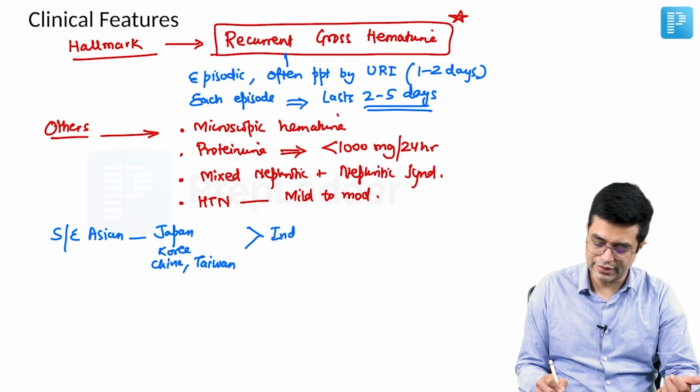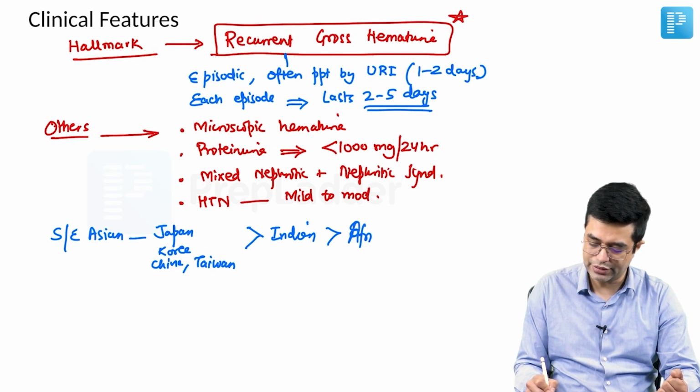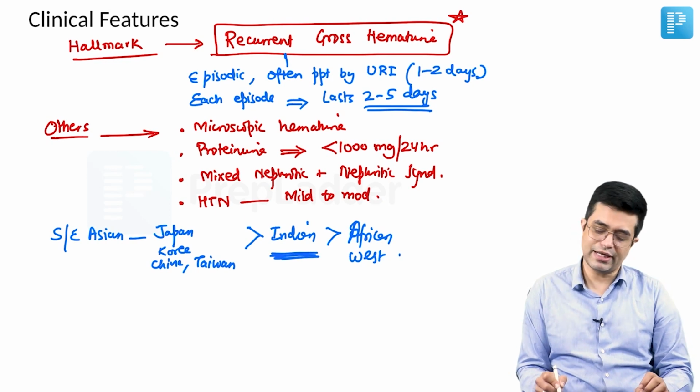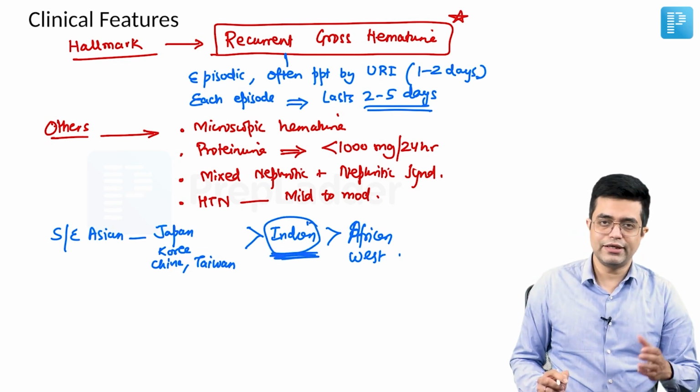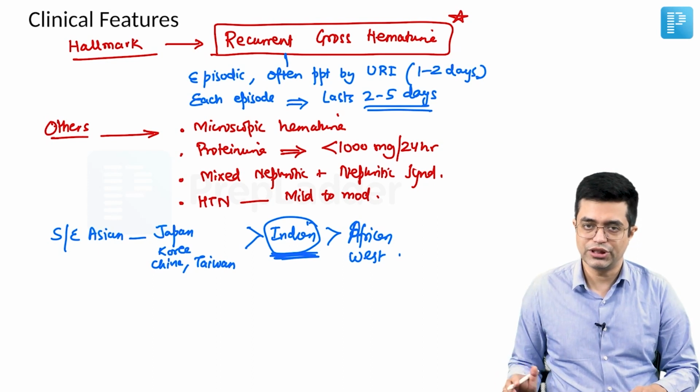Then you would say that there are African and Western countries where it is found. So India lies somewhere in between, and in Indian population, it tends to occur in the older age group compared to younger age group.